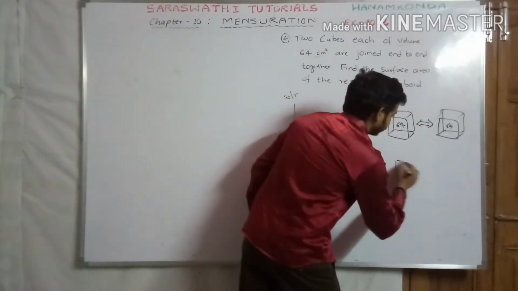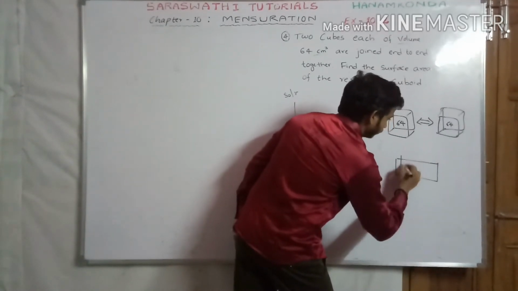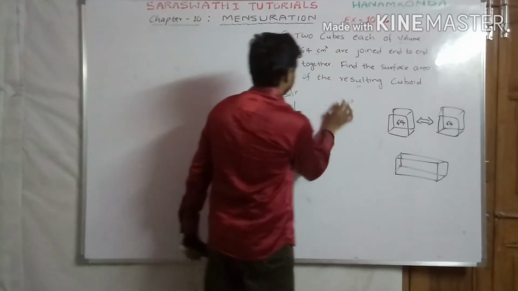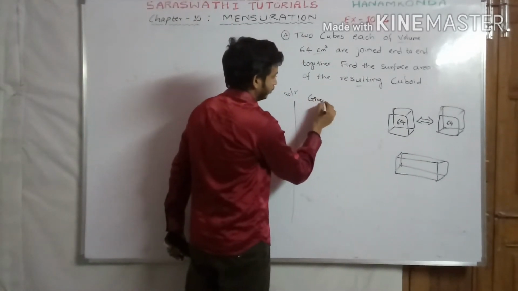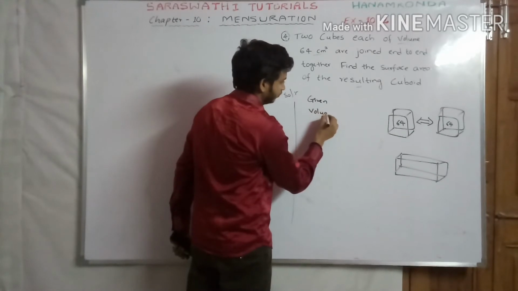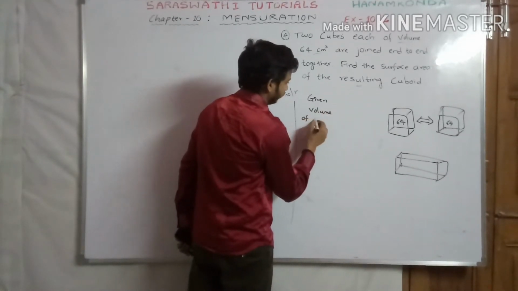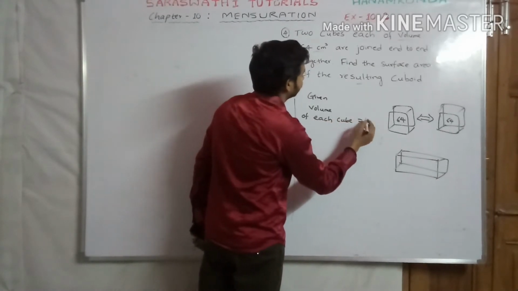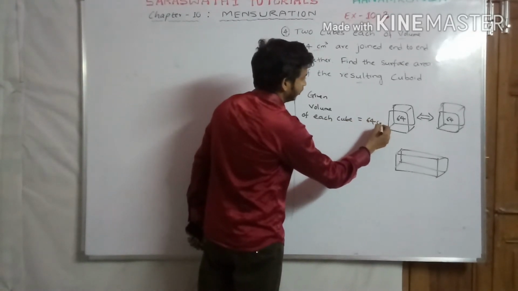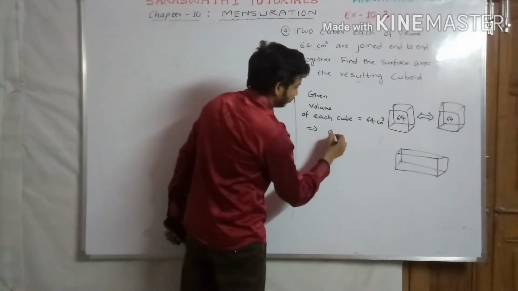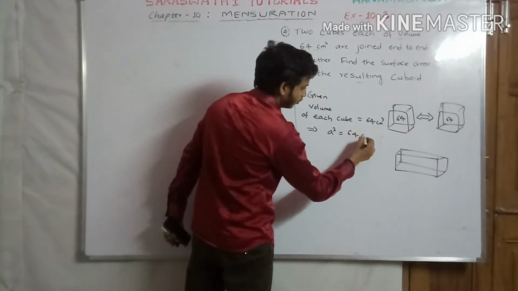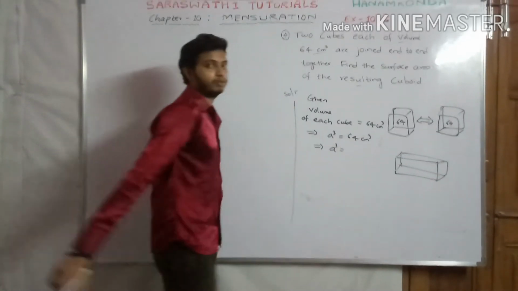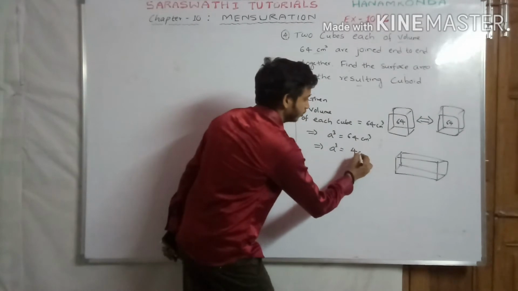Okay, we will get a resulting cuboid. Okay, now so write the given data. Given volume of each cube equal to 64 centimeters cube. That means volume of cube is formula, we know that a cube equal to 64 centimeters cube. Okay, it implies that a cube equal to the 64 centimeters cube can be written as 4 centimeters whole cube.